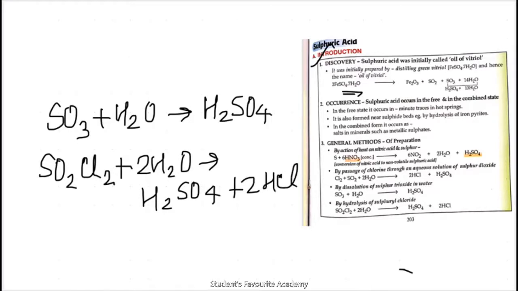So these are the 4 ways, and usually in the laboratory, children, we use the first method, though it also depends on what is available in your laboratory. Based on that, you can easily prepare sulfuric acid. We also have concentrated and dilute sulfuric acid, and we all know that sulfuric acid is a very strong acid, so you have to be very careful.